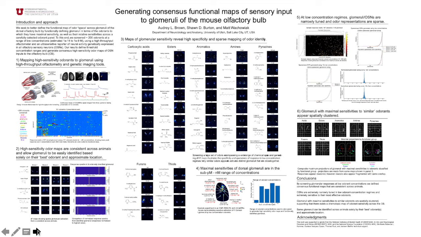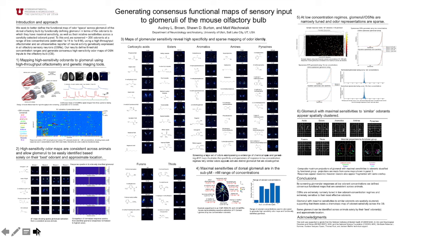By screening glomerular responses at near threshold concentrations, we defined consensus functional maps that are consistent across animals. Our results suggest that OSNs are extremely narrowly tuned and sensitive to their most effective odorants. In addition, glomeruli with maximum sensitivities to similar odorants are spatially clustered, supporting that there exists a chemotopic map of odorant sensitivity across the olfactory bulb. As a result, some glomeruli can be identified across animals solely by their most responsive odor and approximate location.